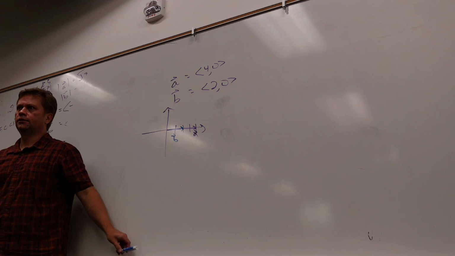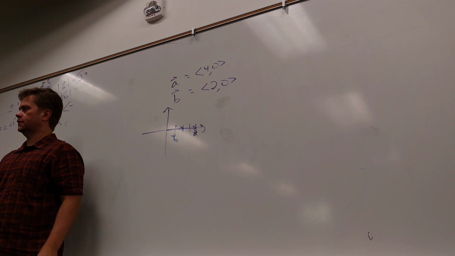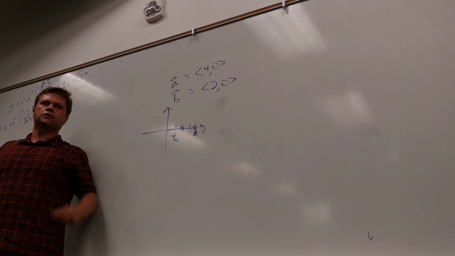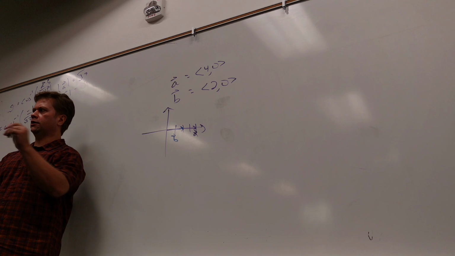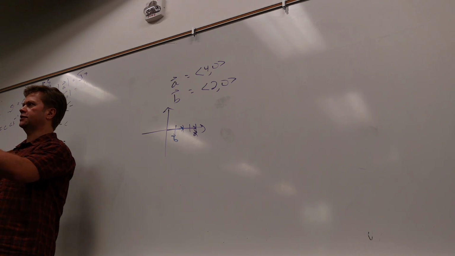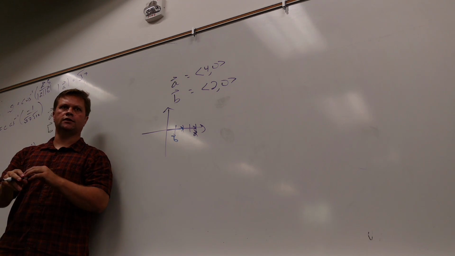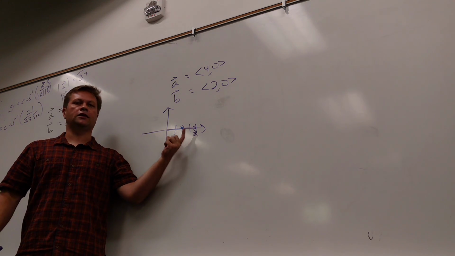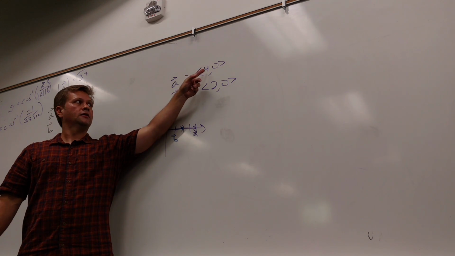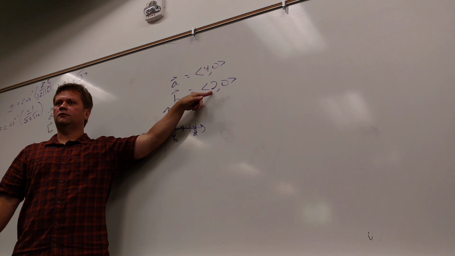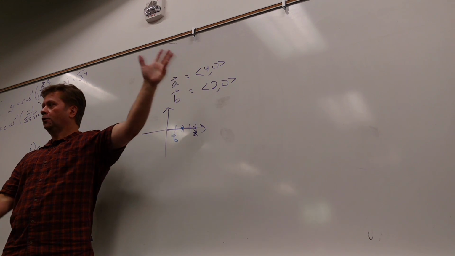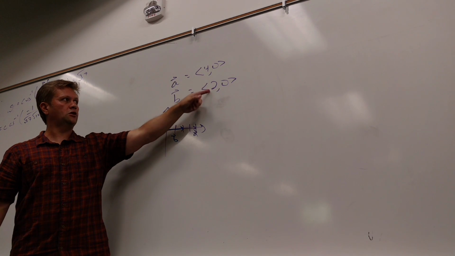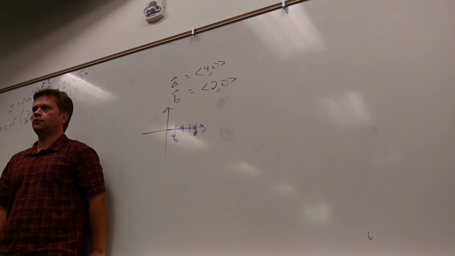That's it, right? So what's the angle between them? 0. And dot product, what trig function does it have in it? Cosine. What's cosine of 0? 1. Sweet. So what's the dot product here then going to be? It's going to be equal to the length of A, length of B times 1. So it's 8. Or even better, it's just 4 times 2 plus 0 times 0, which is still 8, right?